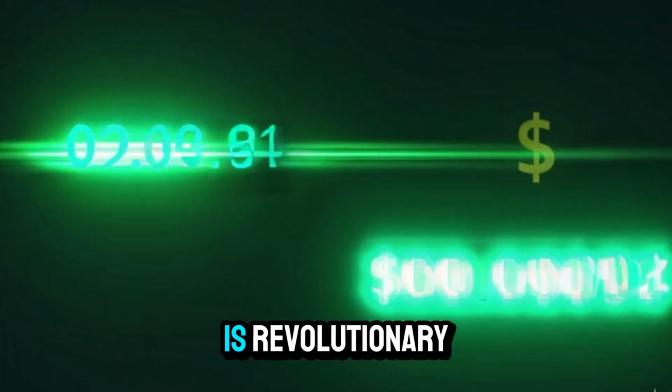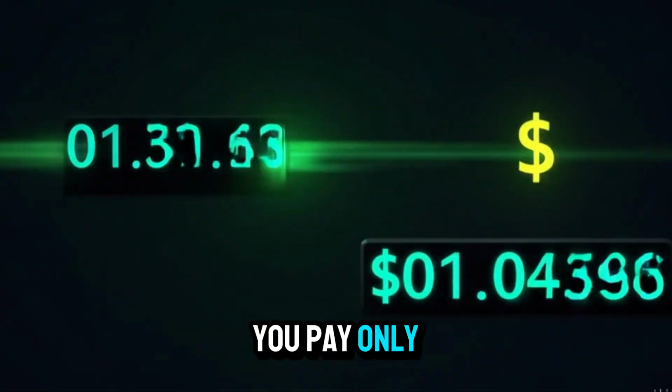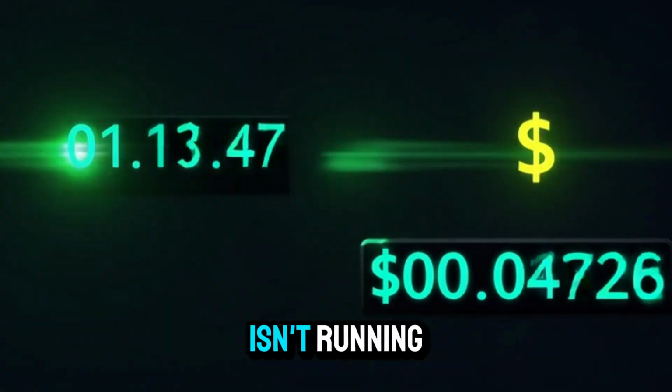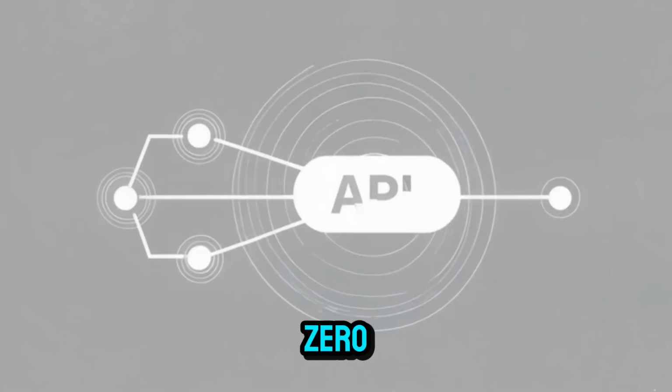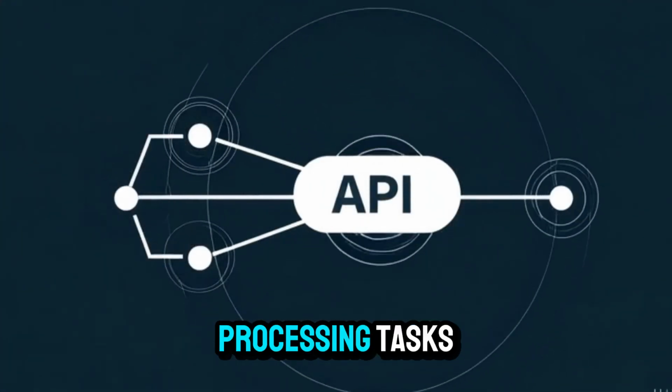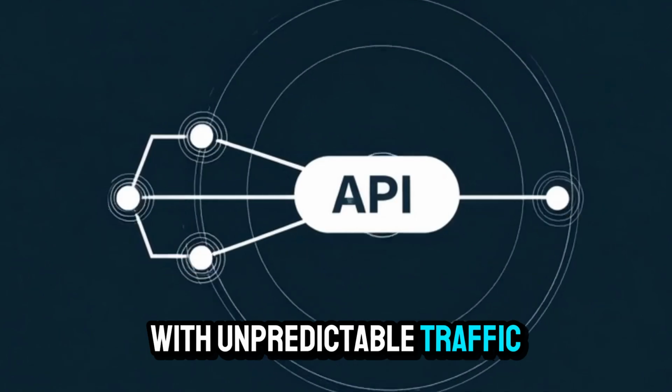The billing model is revolutionary. You pay only for the compute time you consume, measured in milliseconds. If your code isn't running, your cost is zero. This makes it perfect for event-driven workloads, APIs, or data processing tasks with unpredictable traffic patterns.